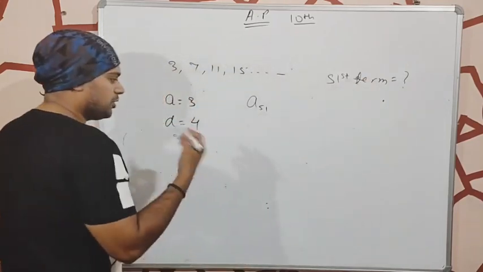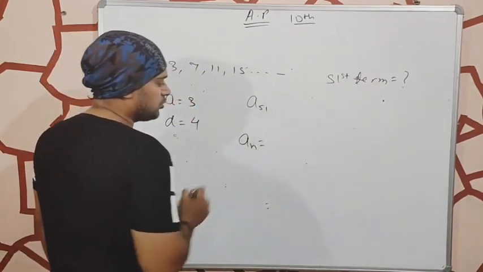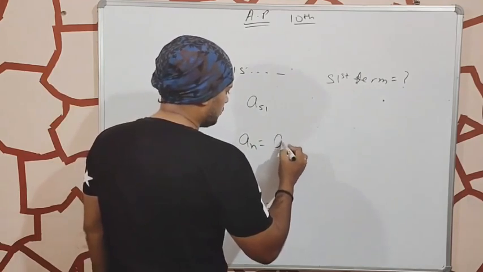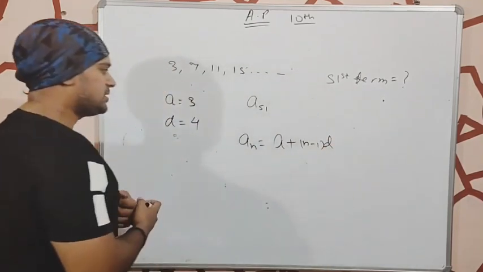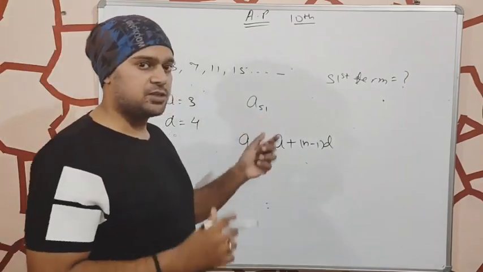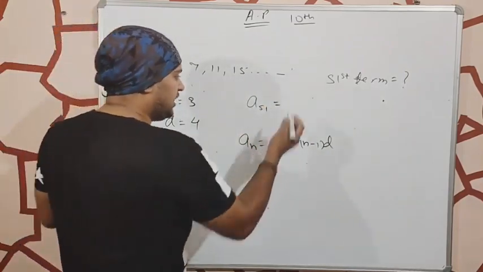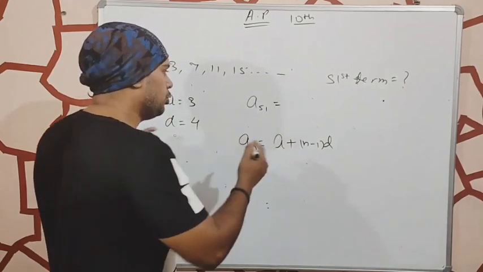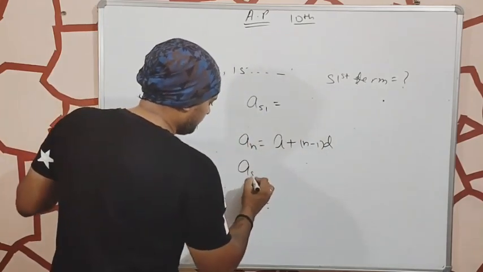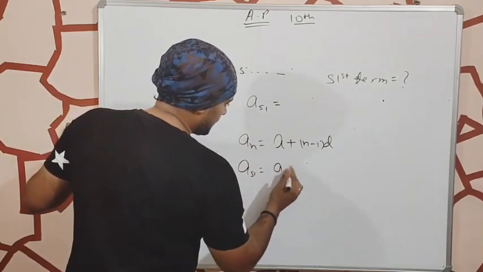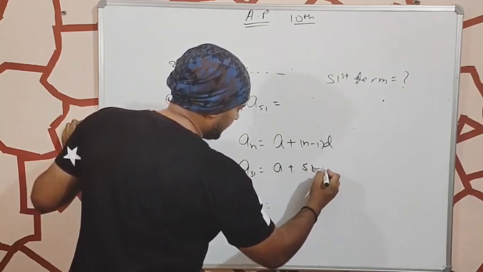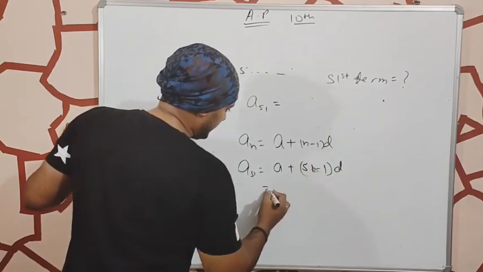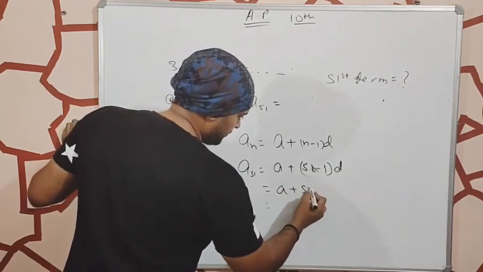So now you know the formula: to find the nth term of an AP, an arithmetic progression, you have to apply the formula a plus n minus 1 into d. Means if the term is the 51st term, then there will be 50 d's added to a. So a51 will be a plus 51 minus 1 into d, so it will be a plus 50d.